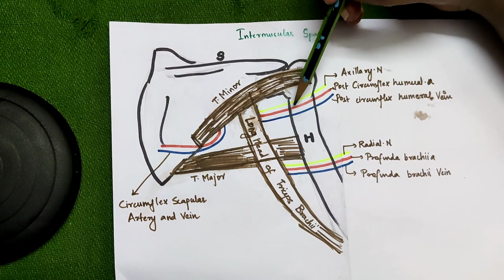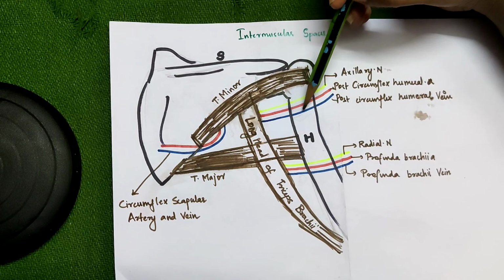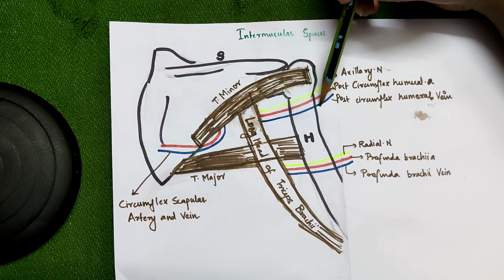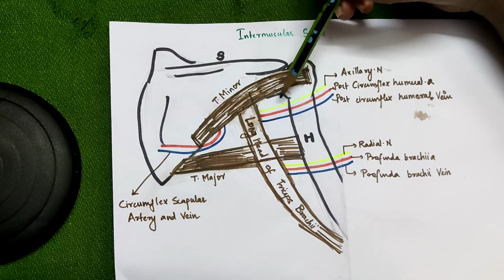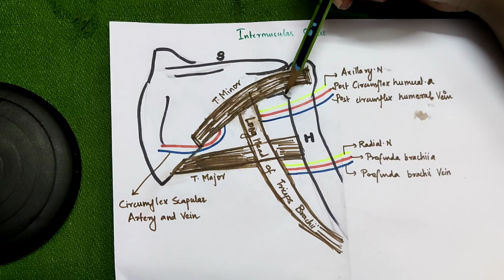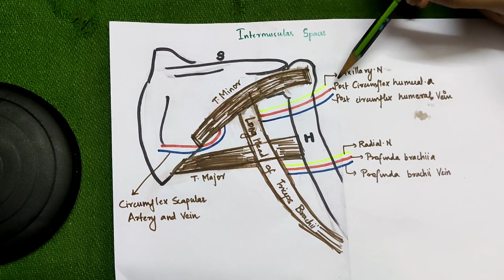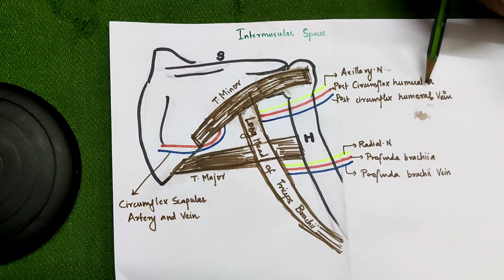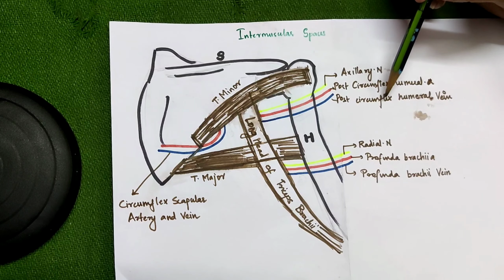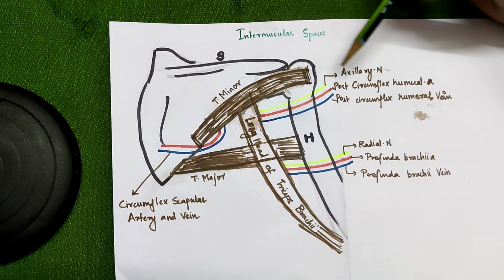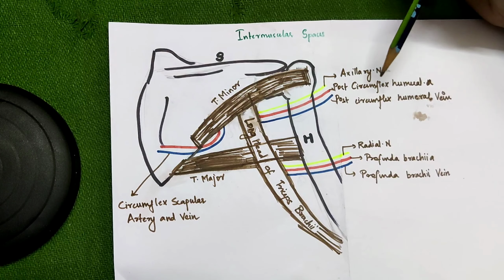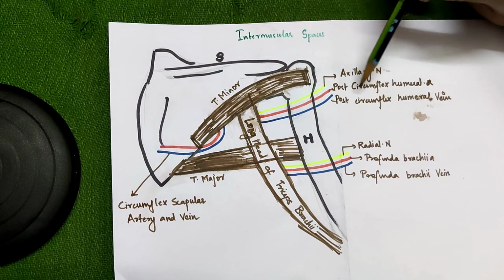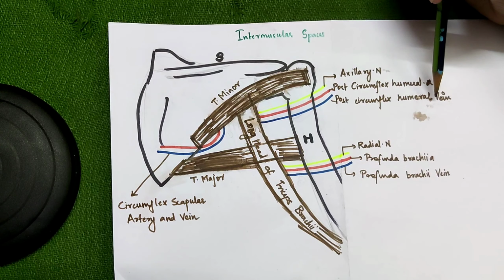Now the artery and the vein wind around the surgical neck of humerus. So it is circumflex humeral artery and vein, and it is in posterior direction. So the artery and the vein are posterior circumflex humeral artery and posterior circumflex humeral vein. So the three contents are axillary nerve, posterior circumflex humeral artery, and posterior circumflex humeral vein.